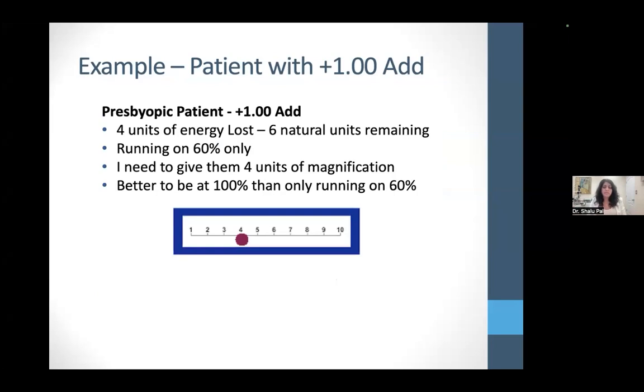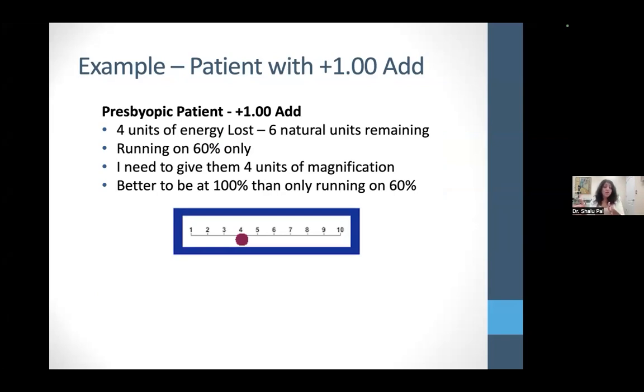Okay, so what did that do for us? Let's give you an example. Let's say a patient is a +1 add. So now thinking of our system of 10, technically they are at level 4. They have lost 4 units of natural accommodative reservoir of energy. They have 6 units remaining. I need to give them 4 units of magnification to get them back up to their full potential.